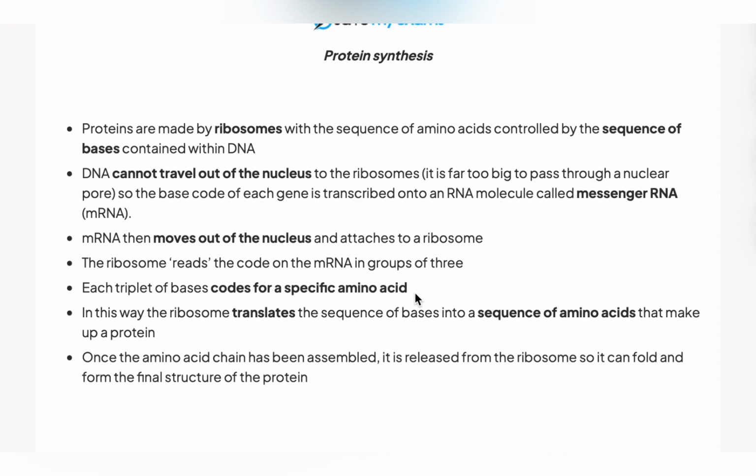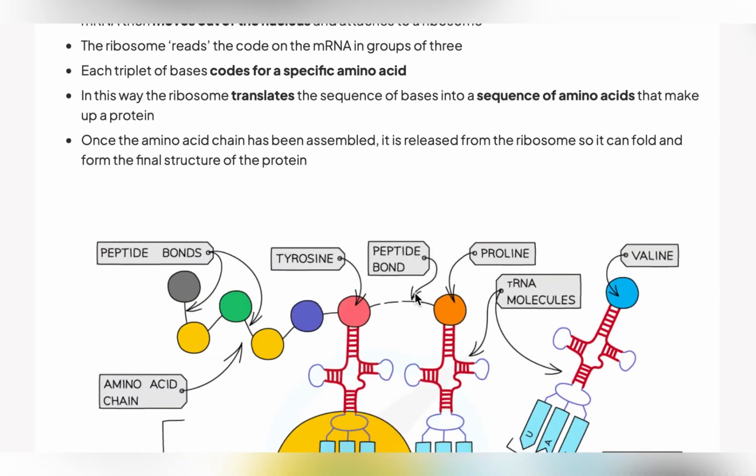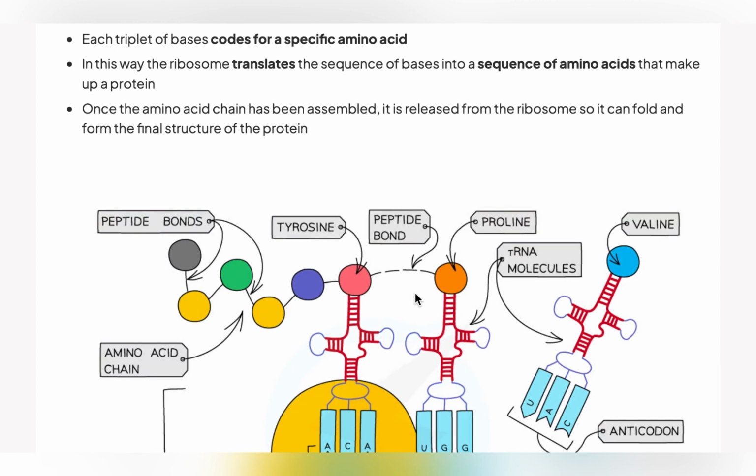That makes up a protein. You know, an amino acid is the smallest unit of protein. The ribosome continuously assembles these small units of amino acid, so in that sequence it forms a chain of amino acids, which makes up a protein. Once the amino acid chain has been assembled, it is released from the ribosome so it can fold and form the final structure of the protein.